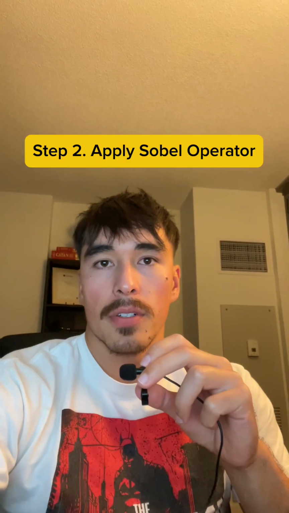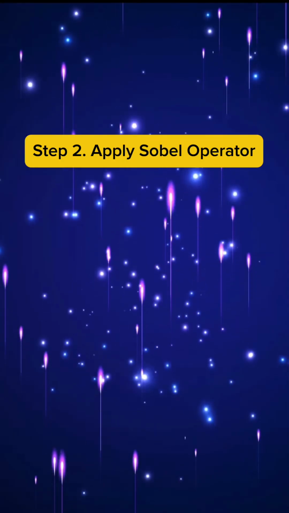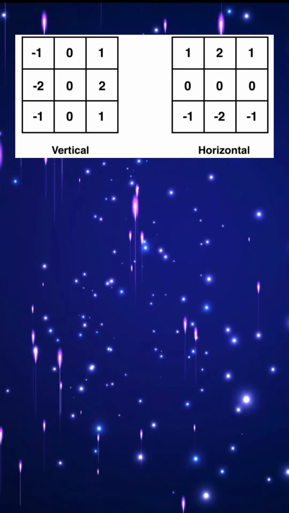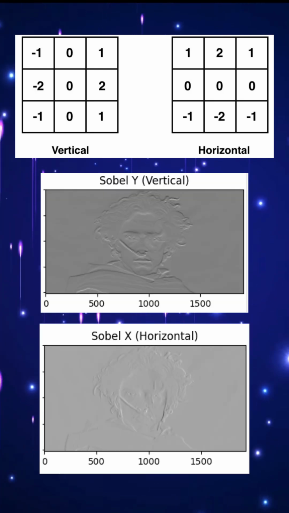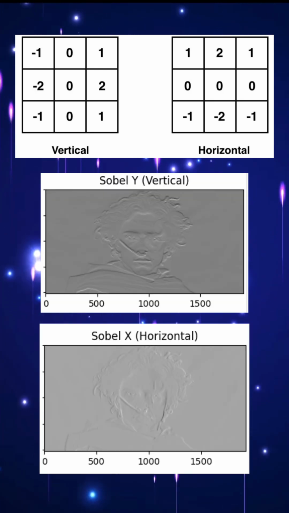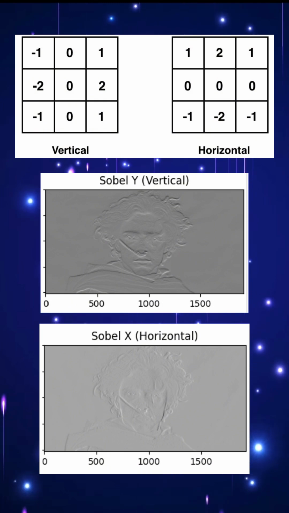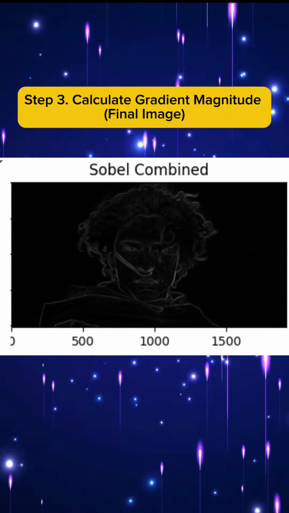The Sobel operator uses 2 different masks to detect the edges in both the horizontal and vertical direction. And then we take the horizontal and vertical edges, and then we find the magnitude between them to find the final output image.